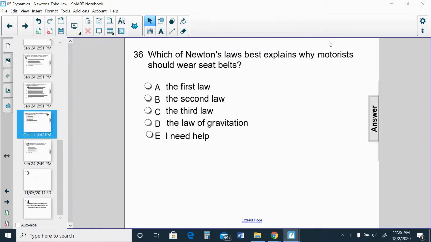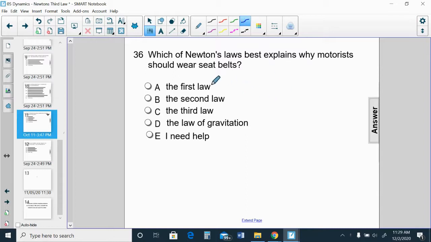Which of Newton's laws best explains why motorists should wear seatbelts? The correct answer is A, the first law of motion. Now remember, the first law of motion generally states that an object in motion will stay in motion and an object at rest will stay at rest unless acted upon by a net force.